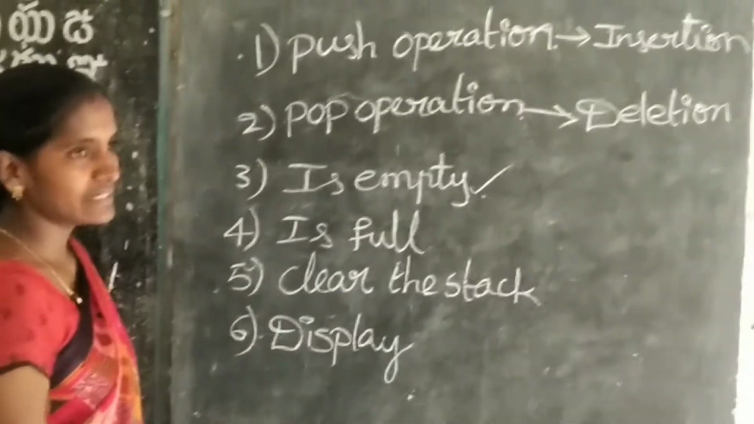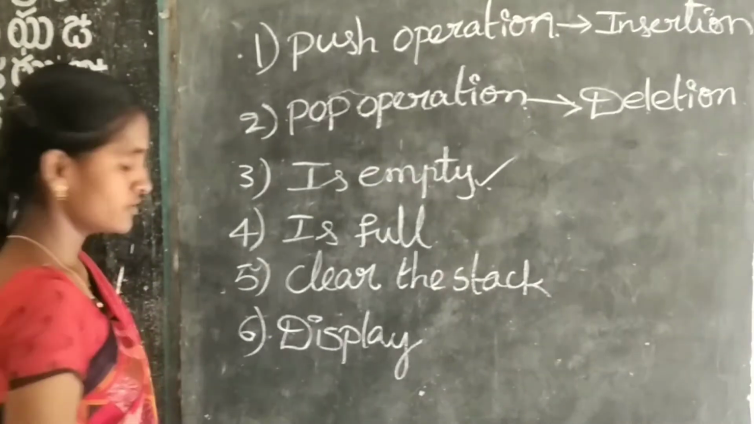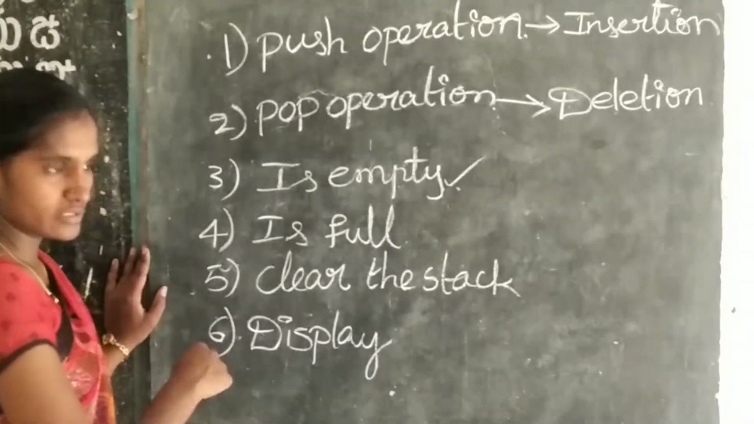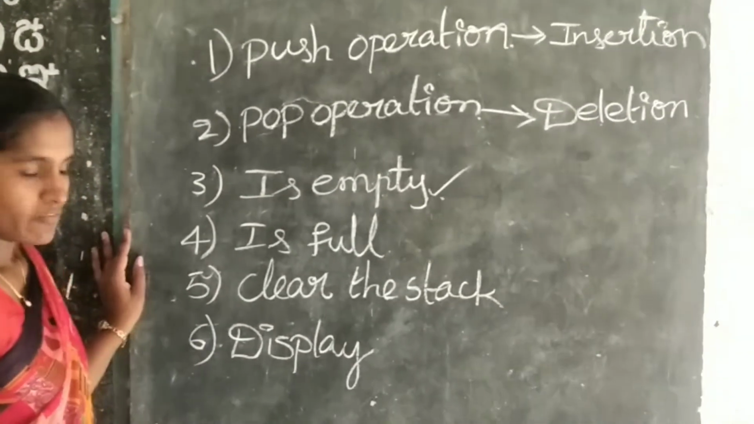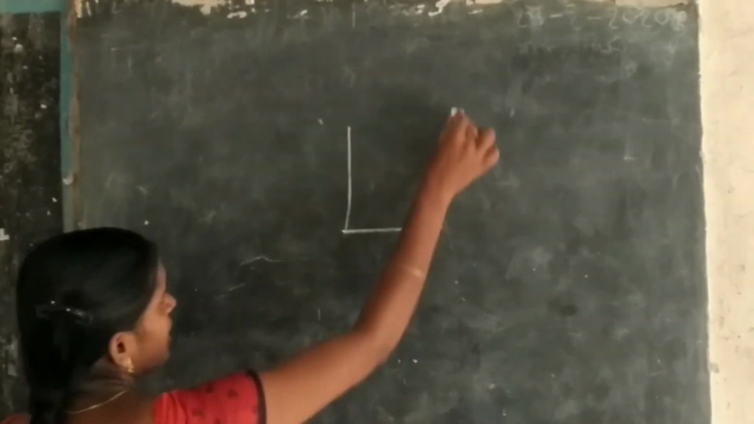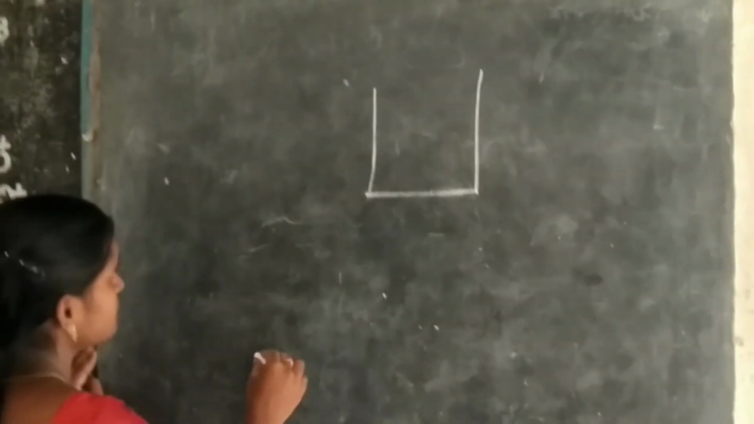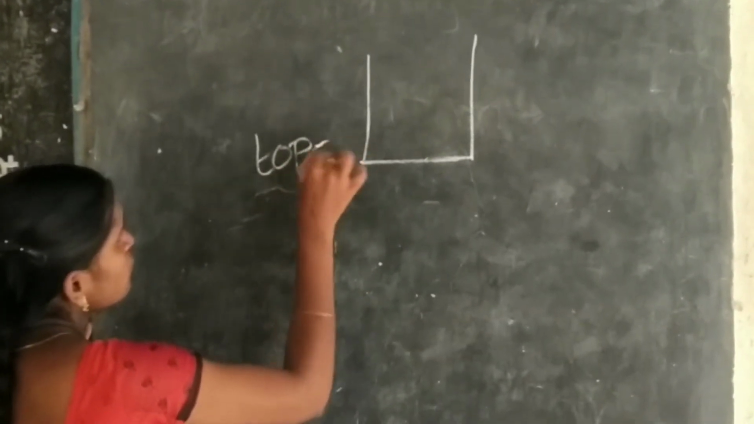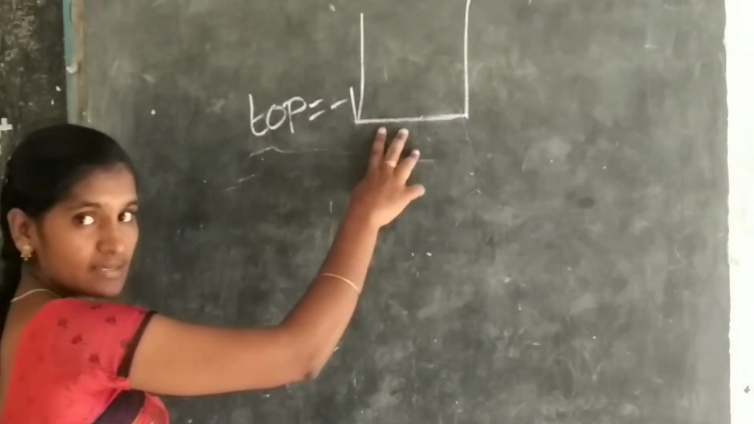And next one is the display. The elements that are present are displayed. Initially, the stack has no elements. That means the stack is empty. Whenever the stack is empty, that means top equal to -1. We have to consider top equal to -1.